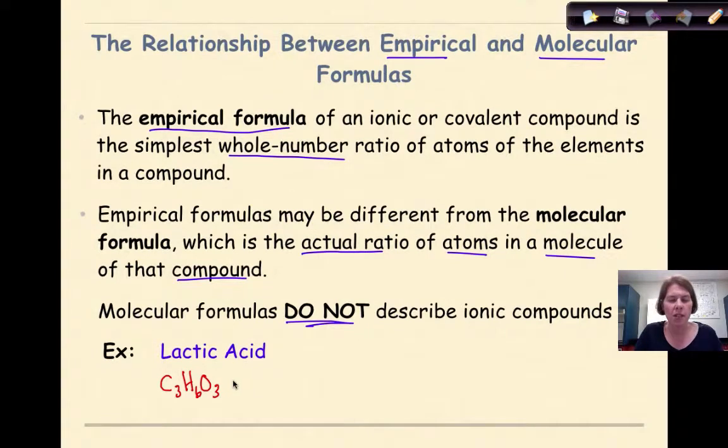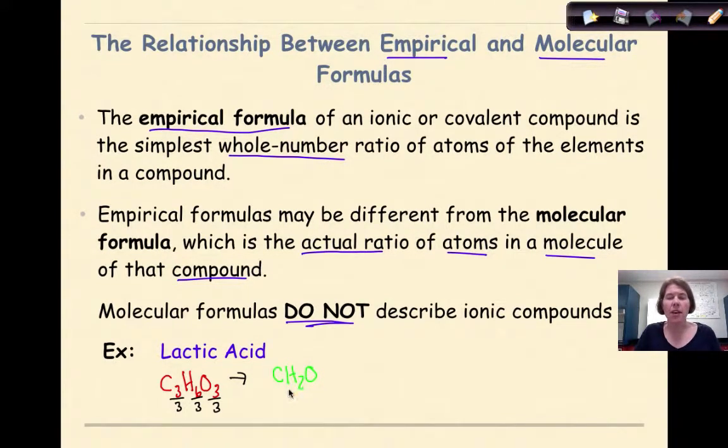So what I would do here is I'd say, all right, if I want to do the empirical formula of this, what number divides evenly into 3, 6, and 3? And if you said, well, 3 does, Dr. English, you'd be right. So if I divide this 3 by 3, and this 6 by 3, and this 3 by 3, I would get the empirical formula. So the empirical formula of lactic acid would be CH2O, with assumed ones being down by the C and the O.